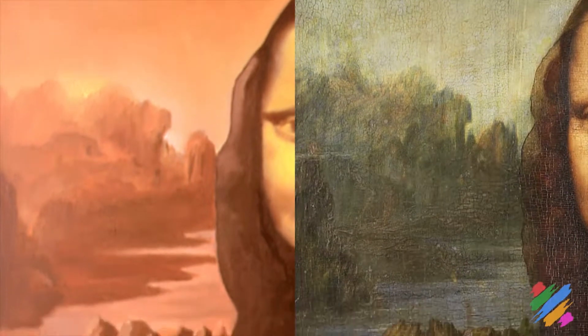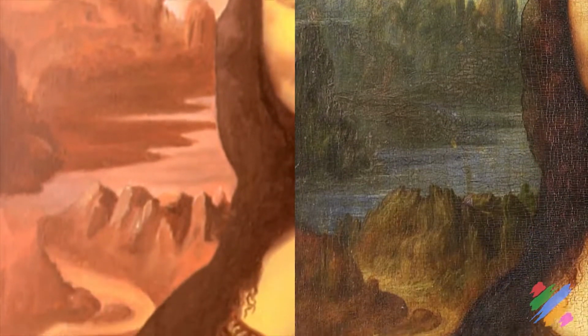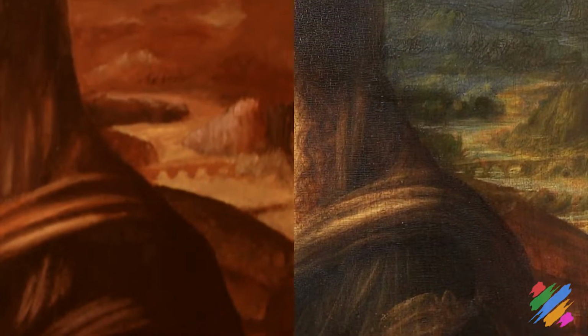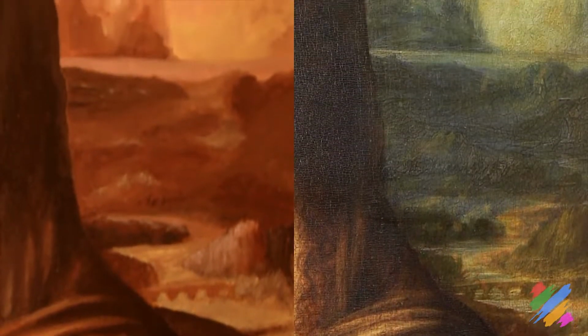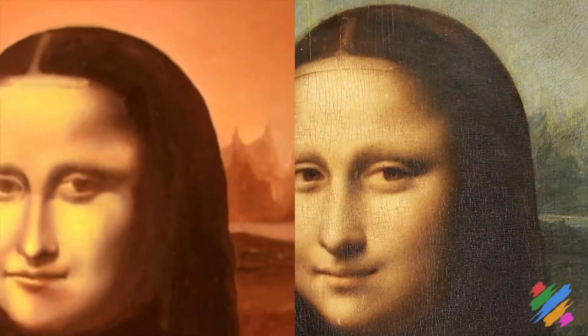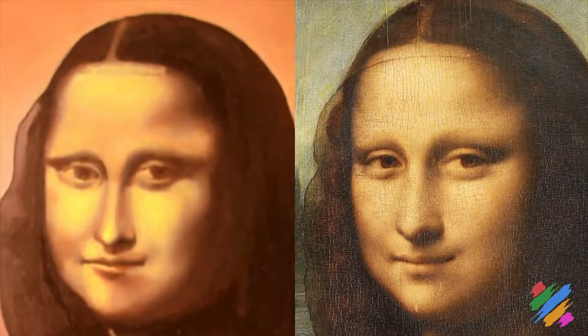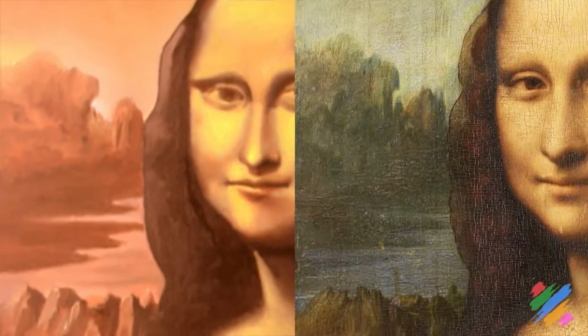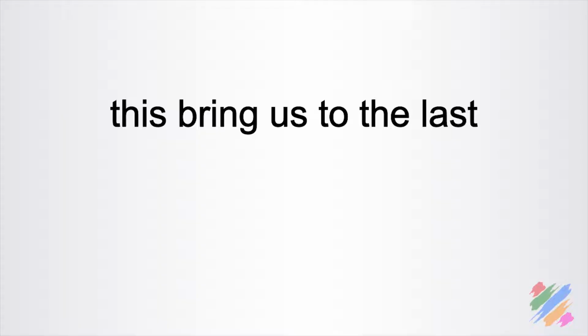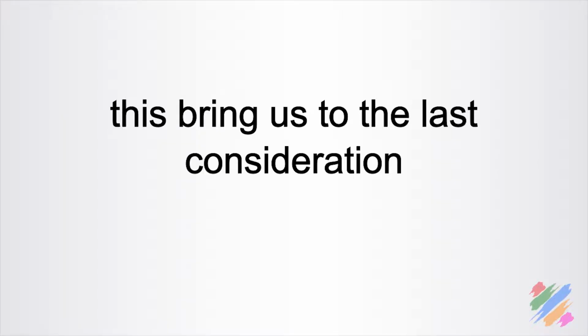Now, let's compare the background. They are really different, not only in the shapes and the distribution of the fadings, but almost everything is different. So in the case of the face, our brain is able to pick very quickly that we have some differences, while in the case of the background, it wasn't. So this brings us to the last consideration.